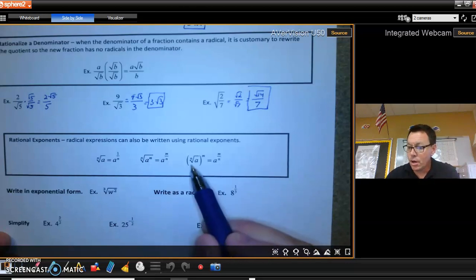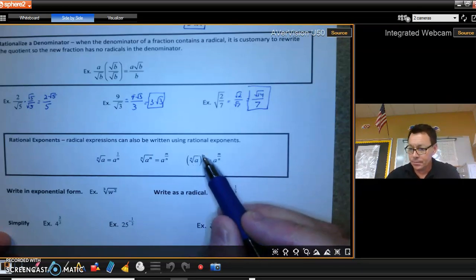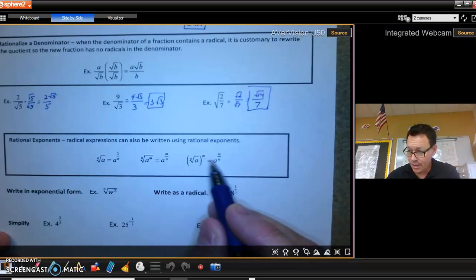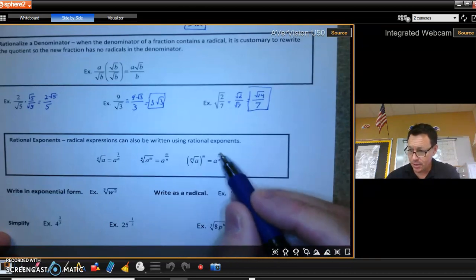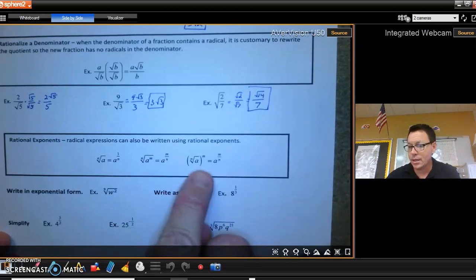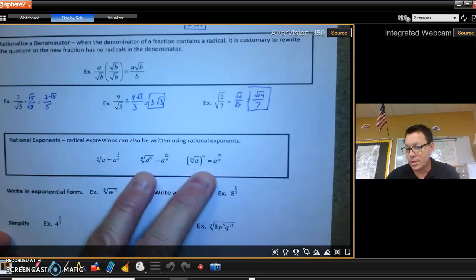Okay? You can also take the radical of a number, so take the square root of 5 or the cube root of 27, whatever. And then you can take the power of it after, but still, if you were to rewrite this as an exponent, that power is going to be your numerator, and that index is going to be your denominator. Again, going back and forth, both of these are the same.